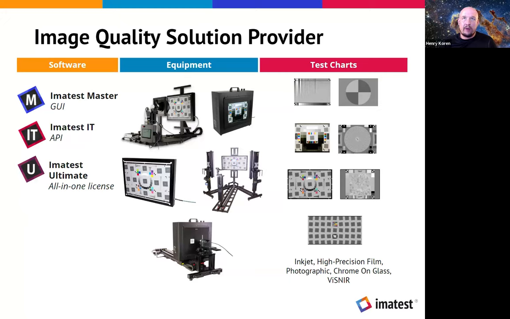We have a range of equipment, depending on your test distance, the field of view. You may use a different type of equipment to try to reproduce a similar arrangement to where you're using your camera. And then a range of test charts, depending on the image quality factor you're interested in evaluating. And those can be available on a range of different substrates, from very high precision small targets to lower precision large targets.